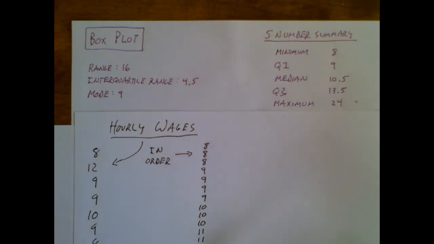So out of this list, you have the minimum and the maximum. The minimum is the smallest number and the maximum is the largest. So in context, the $8 an hour was the lowest wage that anybody had, and the $24 an hour was the highest wage that anyone had. Now, going from there, you would have the median, which is the middlemost data piece, meaning there's just as many data pieces above that one as there is below it.